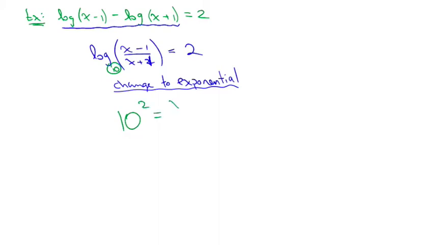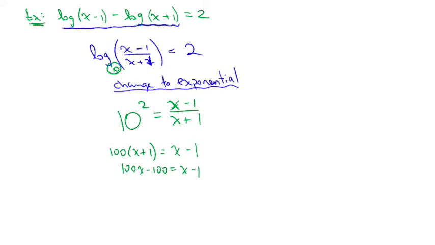What's it equal to? X minus 1 over X plus 1. Alright. How do you solve for X? Multiply both sides by X plus 1. What's 10 squared? 100. So that'd be 100 times X plus 1 is equal to X minus 1. Distribute the 100, so you get 100x plus 100 is equal to X minus 1.